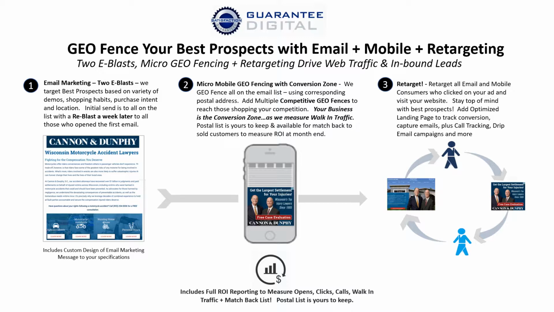So the idea is through this three-step process, we're going to seek out new target audience. We're going to do a combination of email and mobile. And finally, we're going to retarget those that click through. The ROI reporting, again, 24/7 dashboard. We're going to be able to measure open rate, click-through rate. We can add call tracking numbers, walk-in traffic via the conversion zone, and the customer matchback list.